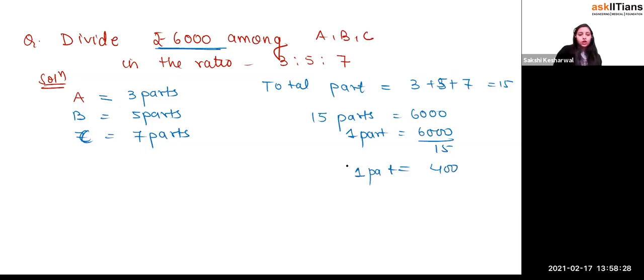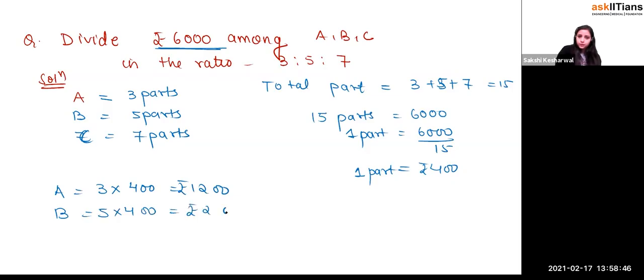So one part is equal to 400 rupees. So how much will A get? A is going to get 3 parts, right? So 3 parts means what? 3 into 400, which is equal to 1,200 rupees he will be getting, right? B is getting 5 parts. That's 5 into 400, so he is going to get 2,000 rupees, right?